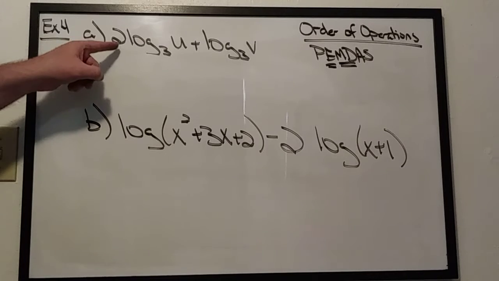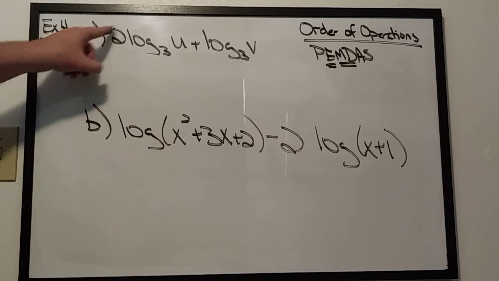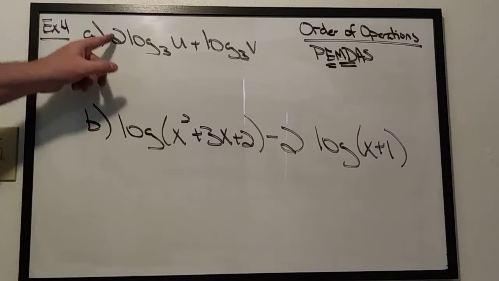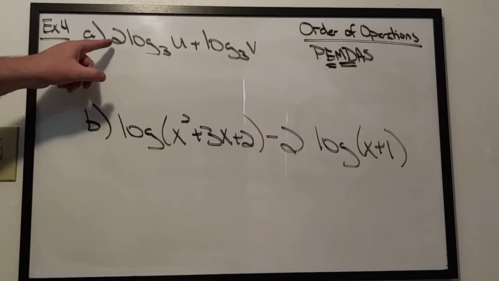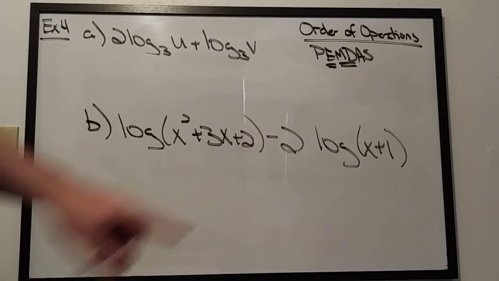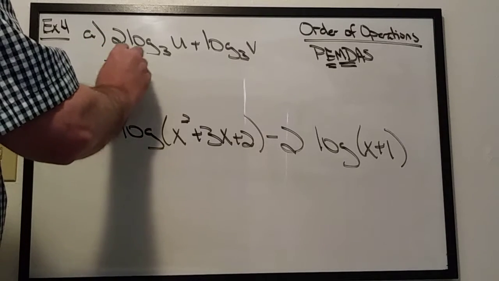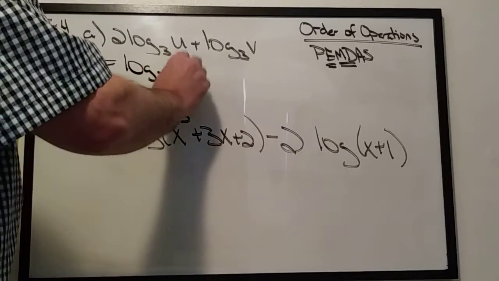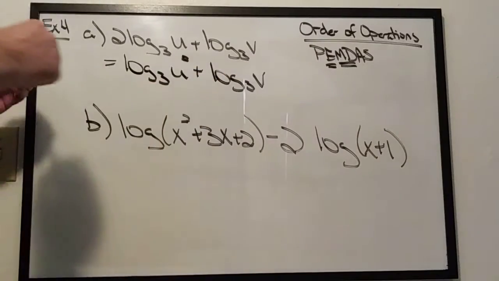So when you look at the fact that we have a 2 hanging out in front of a logarithm, remember that property 7 says that anytime you have a 2 multiplied on the outside of a logarithm like this, you can bring it up as an exponent. So anytime I see a 2 out in front, I'm always going to do that as my first step because that's associated with exponents in the order of operations. So this is going to become log base 3 of u squared plus log base 3 of v.